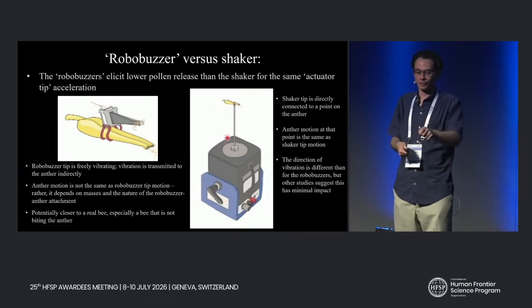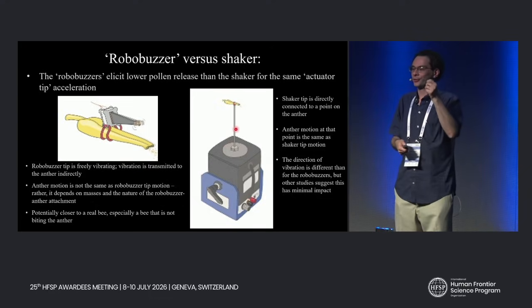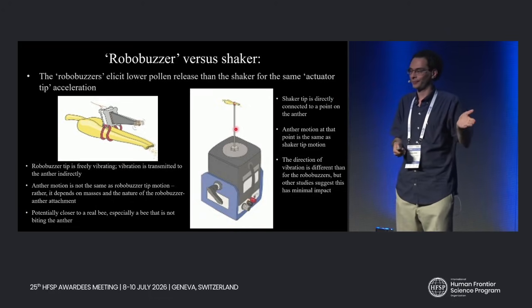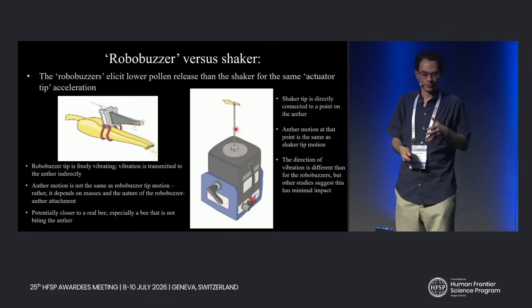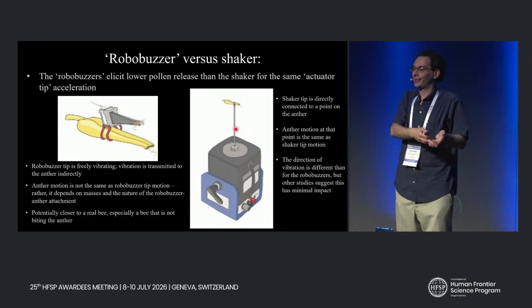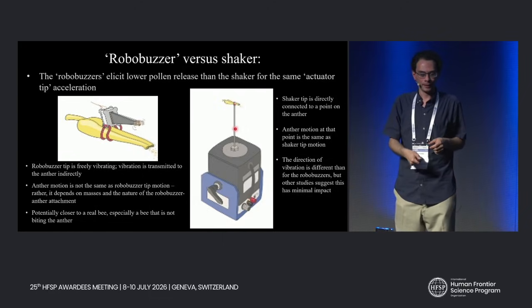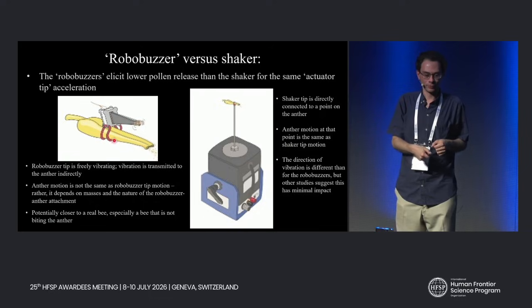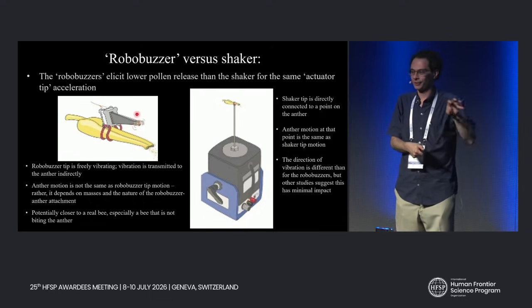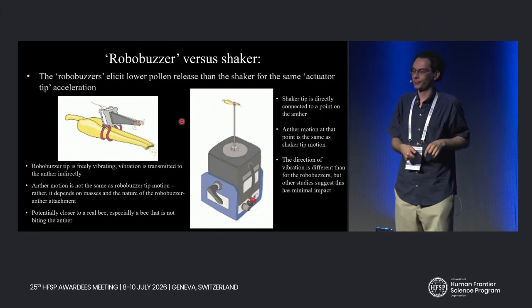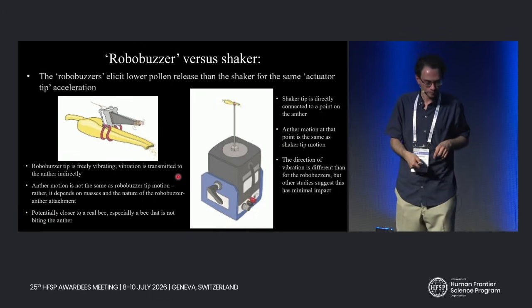A mechanical shaker is affixed to a single point on the anther. It is much heavier and stiffer than the anther, so it's basically unaffected by the anther. The anther will just move in exactly the same way as the shaker. Whereas a real bee sits on the anther. It's not directly coupled to it in any way. And we think that's a little bit closer with this kind of system, especially the case where the bee is not biting the anther. So the anther motion can be different from the robot's motion.